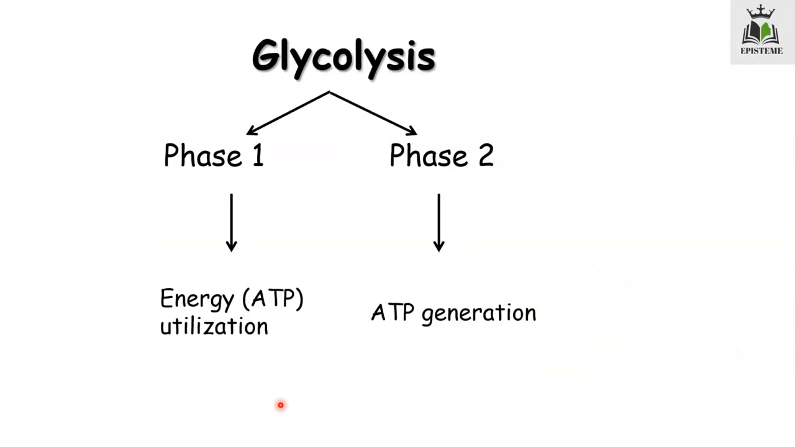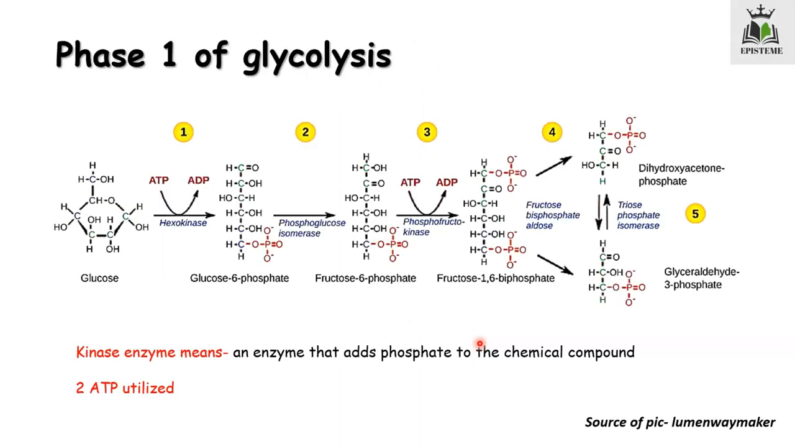The process of glycolysis can be divided into two phases, phase 1 and phase 2. In phase 1 there is energy or ATP utilization, and in phase 2 there is ATP or energy generation. At first we will talk about phase 1 of glycolysis.